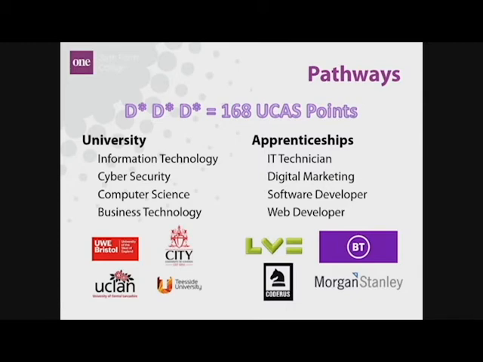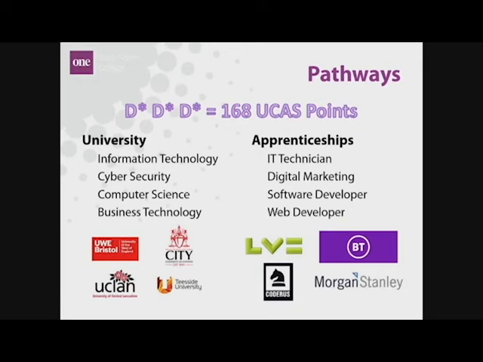Now, with these UCAS points, you can do all sorts of things, such as go to university, and the pathway in the course generally lends itself well to courses such as IT, cybersecurity, computer science, and business technologies. There are a number of universities that look at BTECs in the same way as A-levels and accept UCAS points for entry. Many of our students have gone on to do these university courses and been very successful.